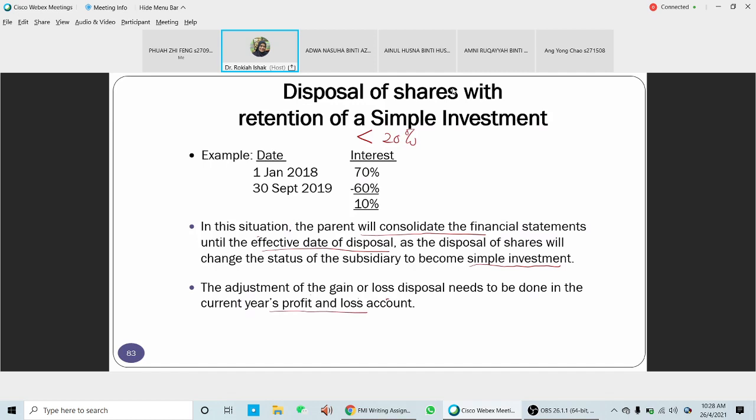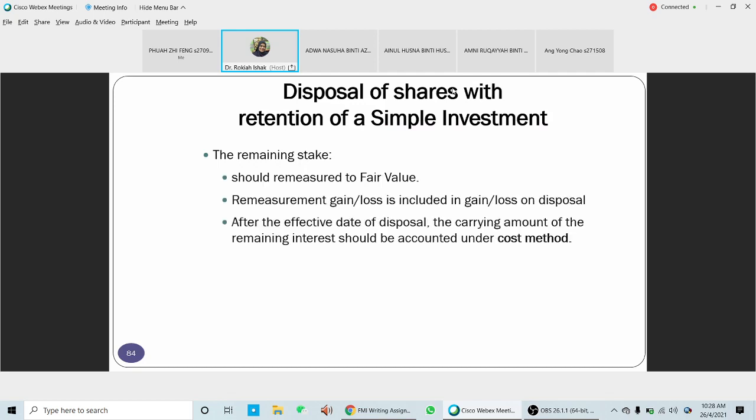So the same thing that you have in associate, you need to do the same thing. The remaining stake should be remeasured to fair value. Remeasurement gain is going to be recognized and included in the gain or loss on the disposal. Remeasurement gain is part of the gain or loss on disposal.